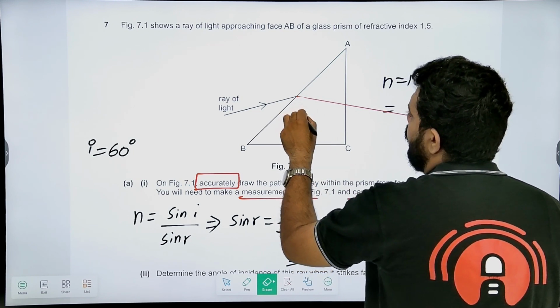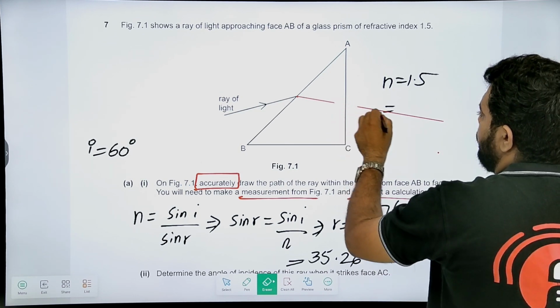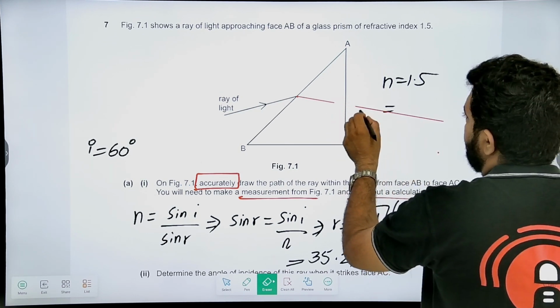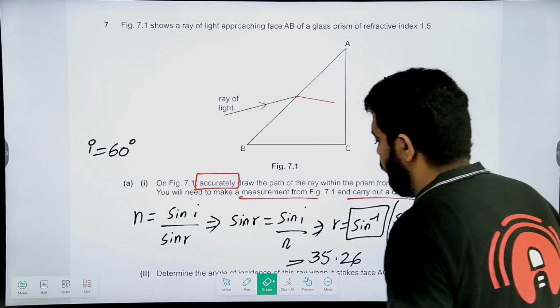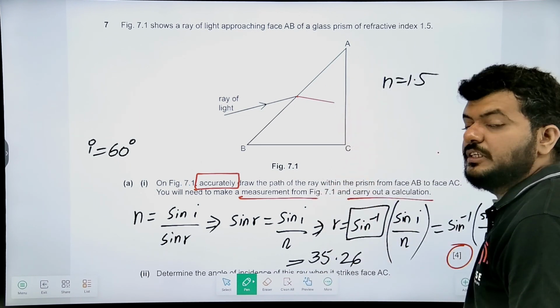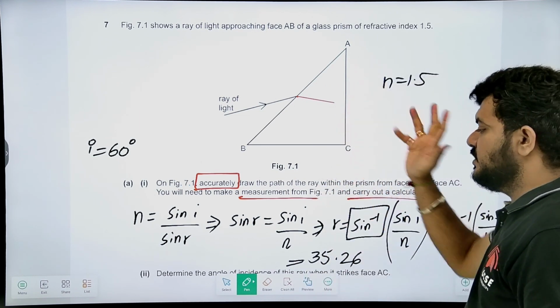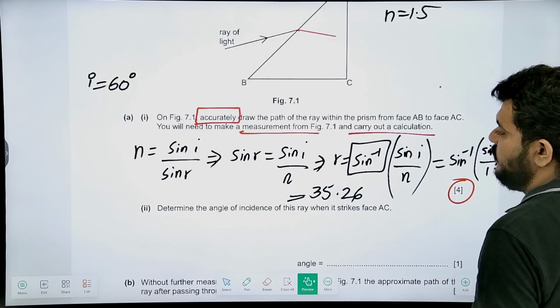Okay, guys, I hope that you got how to draw this. Also, a small mistake could have taken away 4 marks, but please don't draw it beyond AC. Okay, another surface, one more refraction. Let's see what is the next question.